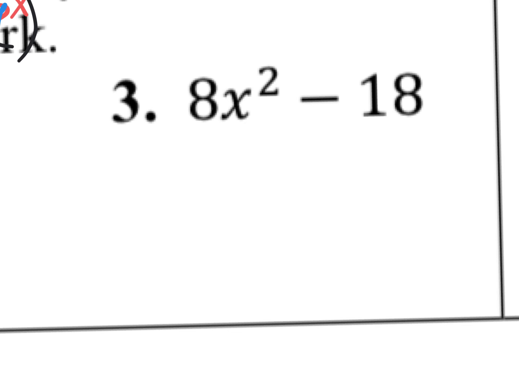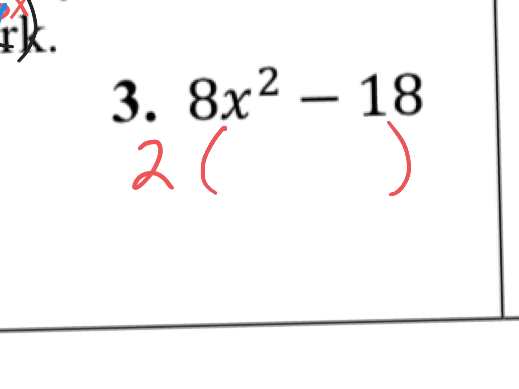What could I pull out? Could I pull out an 8? No, just a 2. That's it, just 2. No x's. But let's at least pull out the GCF of 2. Let's see what happens. What do I have left over on the inside? 4x squared minus, pull out a 2 from 18. What do you get? 9.